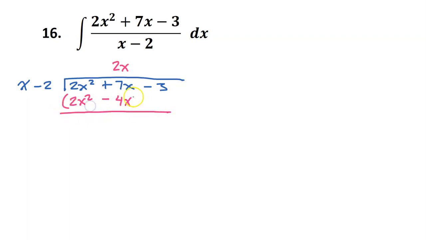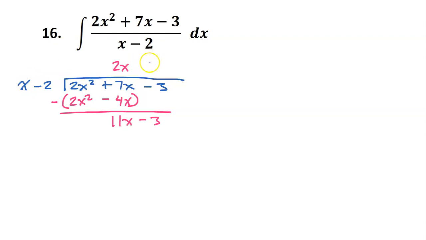Then you subtract. 2x squared minus 2x squared is 0. These will always cancel out. Then 7x minus negative 4x is 7x plus 4x, which is 11x. And bring down your minus 3. Then you sort of start over.